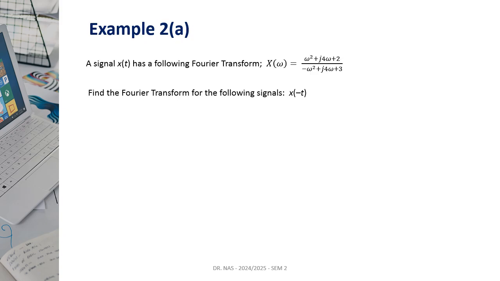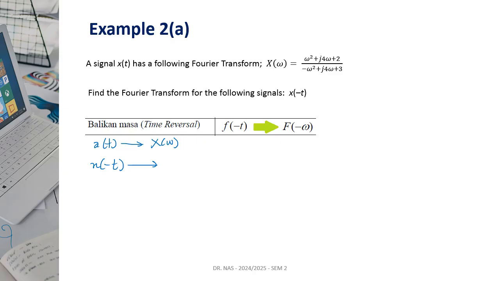Given X(omega) as the Fourier transform of signal x(t), you need to find the Fourier transform for the new signal given by x(-t). Obviously if you have x(t), it will produce X(omega). So what is x(-t) in the frequency domain? You need to refer to the Fourier transform table. If you have f(-t), the signal in the frequency domain will have F(-omega). So you will have X(-omega).